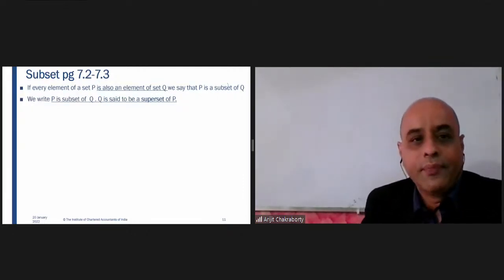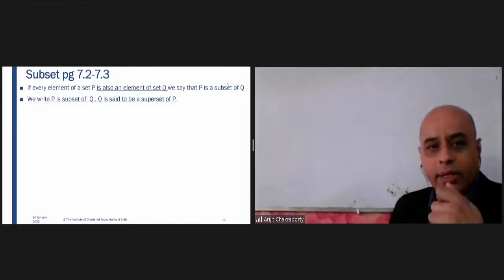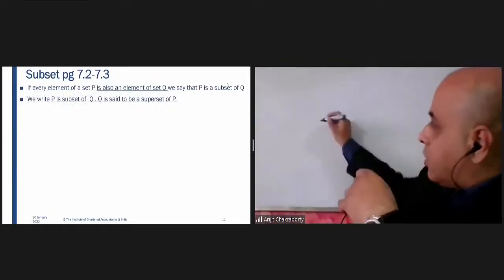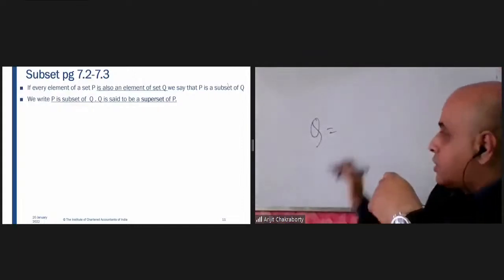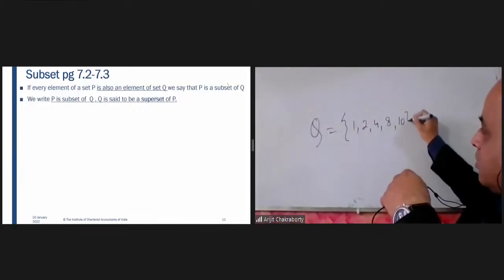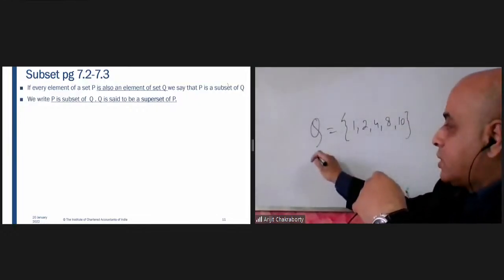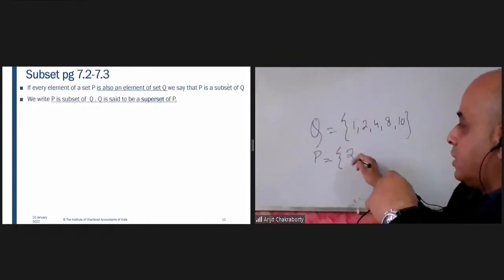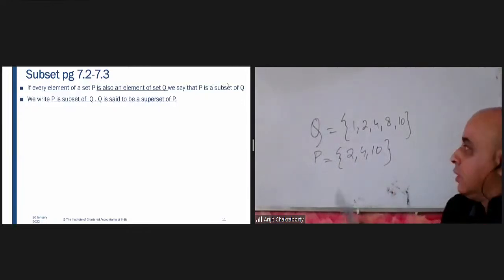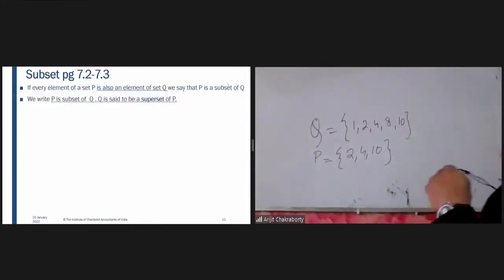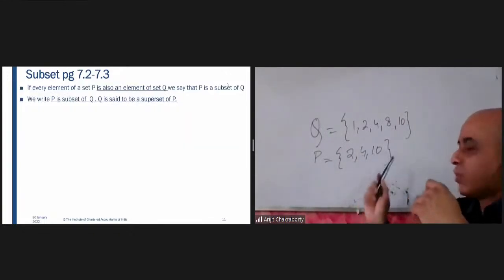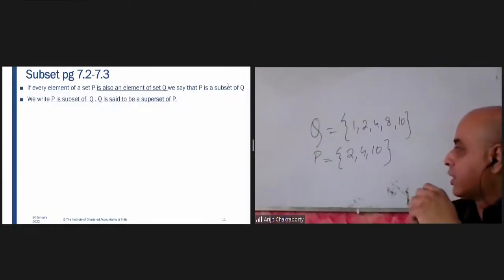Good. Now, please see this set which I am writing. Let us say I am writing Q. Q is the set of numbers 1, 2, 4, 8, and 10. If P is another set and P contains 2, 4, and 10, please see the sets. Q contains 5 numbers: 1, 2, 4, 8, and 10. P contains 3 numbers: 2, 4, and 10.